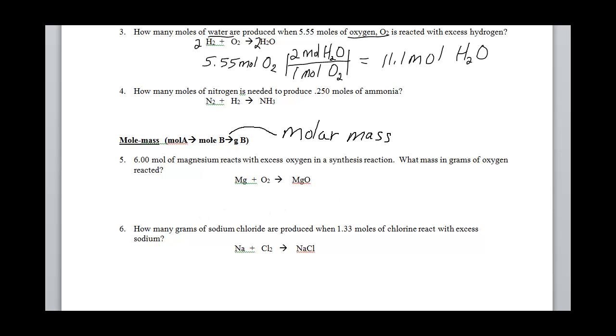So let's look at what I have. I have magnesium reacting with oxygen. First, I'm going to write down the molar masses. So what do I need? Well, I have magnesium, so I know I'm going from magnesium.